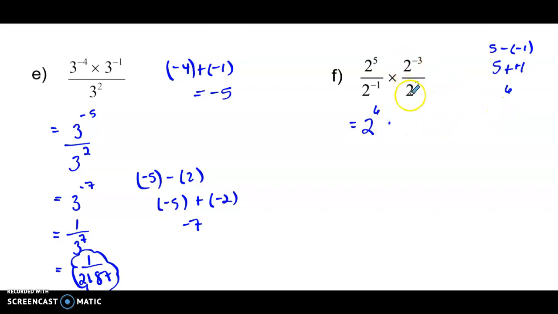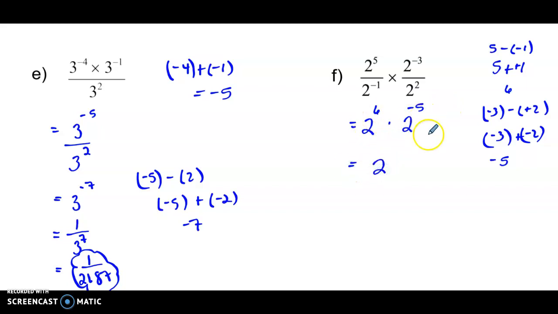Multiplied by. I'm dividing powers again. The bases are the same. I'm going to subtract my exponents, so negative 3, subtract the positive 2, add the opposite. Negative 3 plus negative 2 is negative 5. Now I'm multiplying. I keep the same base. I add my exponents. 6 plus a negative 5 is a positive 1. So as a single power, it's 2 to the power of 1. And evaluate, my answer is 2.